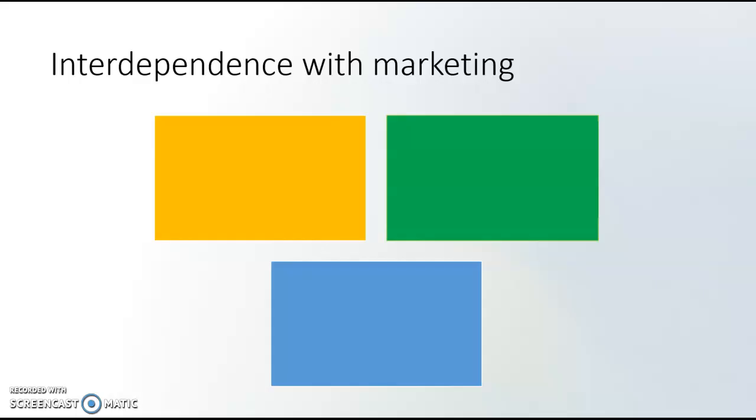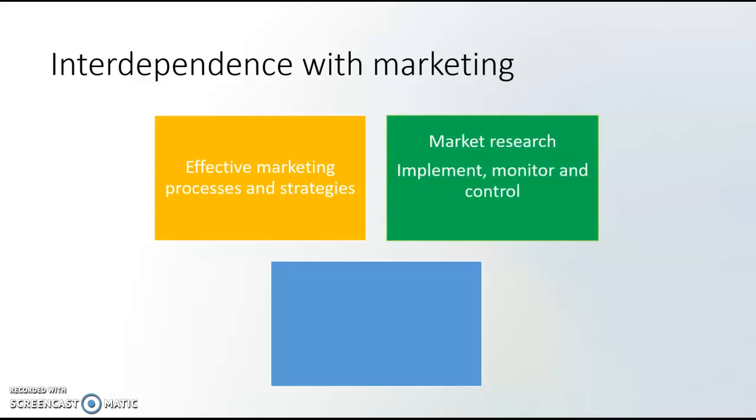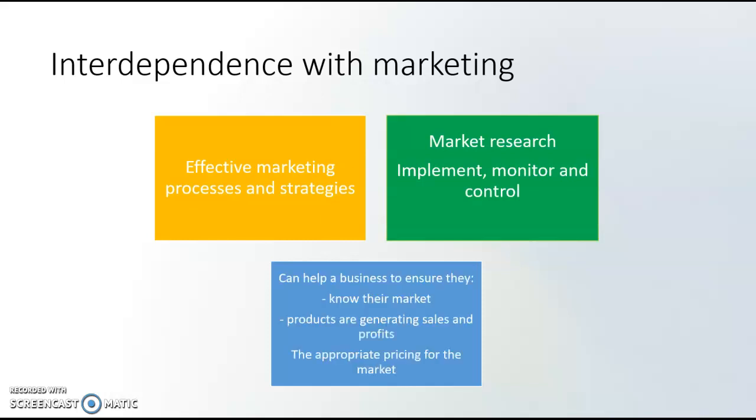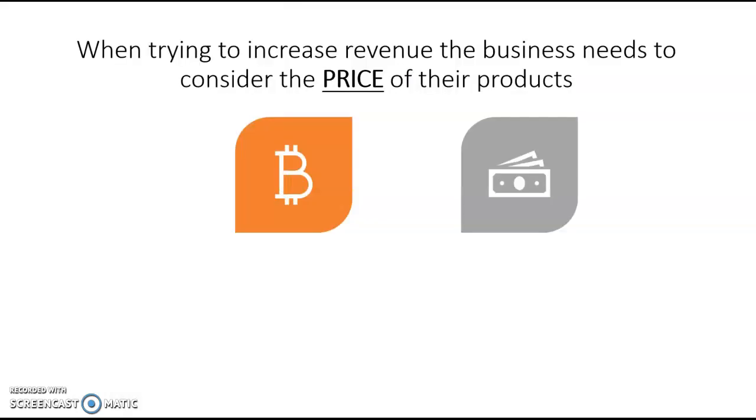There is a really high level of interdependence with marketing, increased revenue, and profit maximization. We need to make sure that we have effective marketing processes and strategies, particularly the processes of market research and that of implement, monitor, and control. They're really important in helping to maximize revenue, as they allow the business to know the market that they're operating in, to identify which products are generating sales and profits, and what would be the most appropriate pricing strategy for the market that will actually allow revenue to be increased.